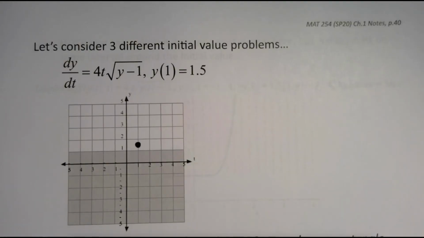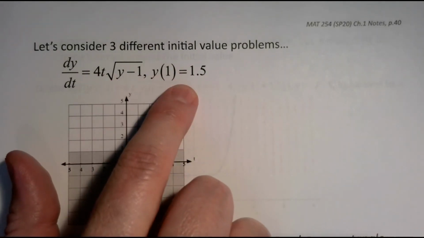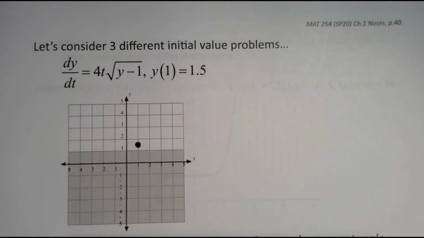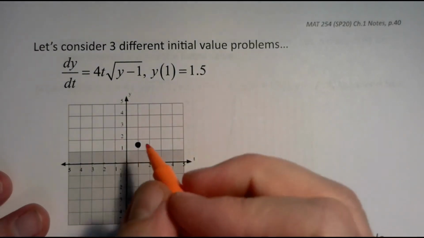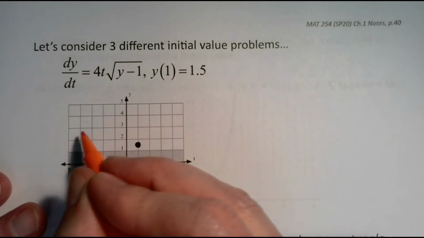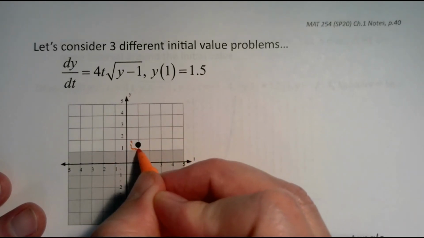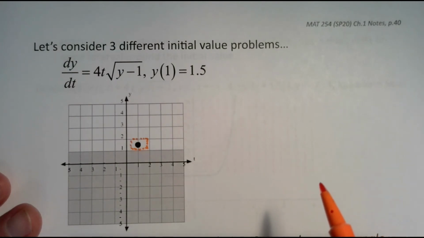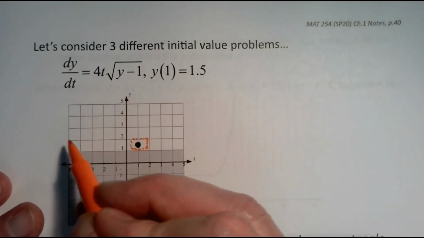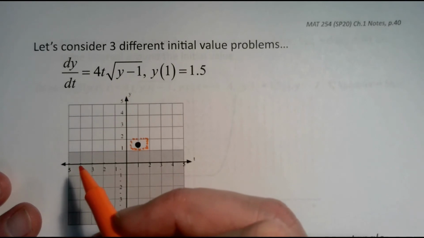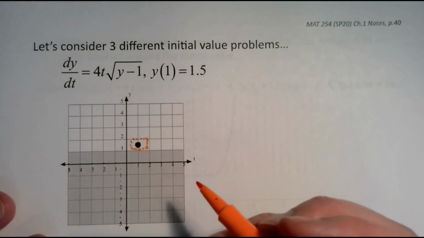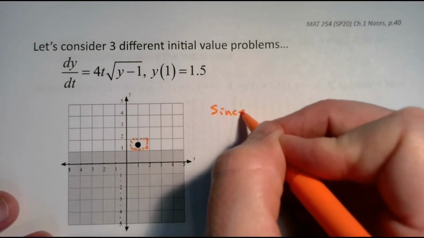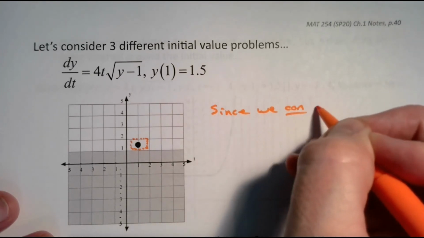So back on the notes, we're taking a look at the exact same differential equation, but with a specific initial condition. And the thing to keep in mind is the existence and uniqueness theorem says that if you've got an initial condition in the region, that means you can draw a rectangle that contains it, in the region where the function and its partial derivative are both continuous.